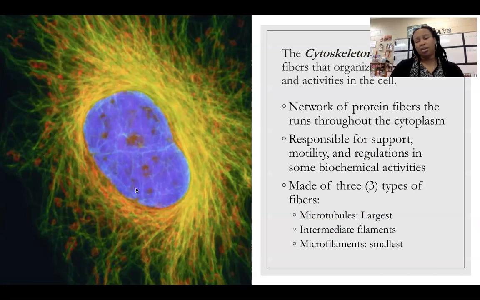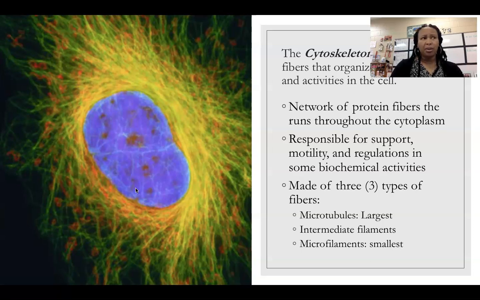The next network is called the cytoskeleton network. It's a network of fibers that organize structures and activities in the cell, and it's responsible for support, motility, and regulation of some biochemical activities. They're extremely important in the cell cycle.